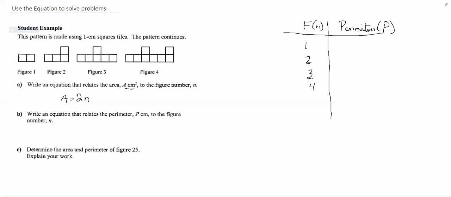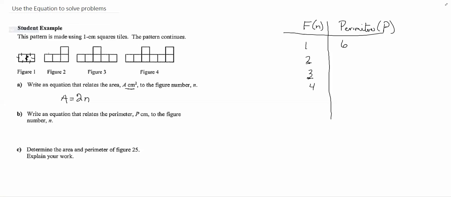Now, the perimeter is only what's on the outside. So the joined lines aren't considered a part of it. Each line is a centimeter long. So I have 1, 2, 3, 4, 5, oh, 6. So figure number 1 has 6 centimeters of perimeter.